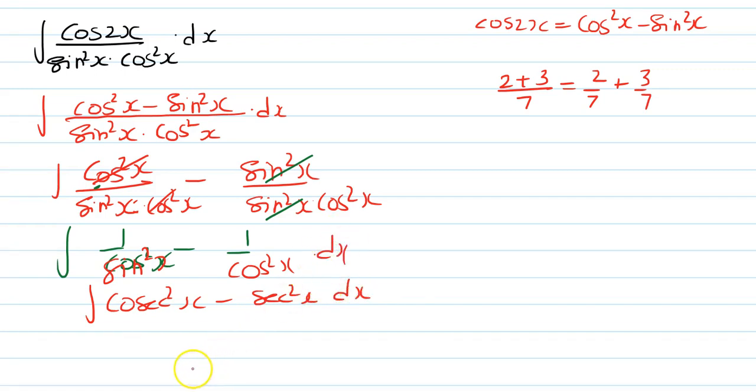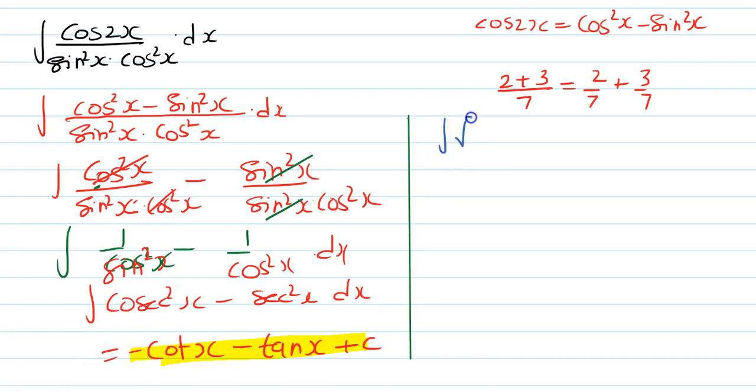Now integration of cosec square x is minus cot x, and integration of sec square x is tan x, and we put one constant, that is plus c. So this is the way we solve it. So this is your answer, that is minus cot x minus tan x plus c. Yeah, nice and easy.